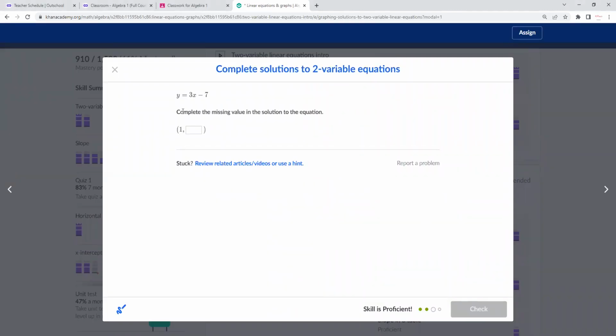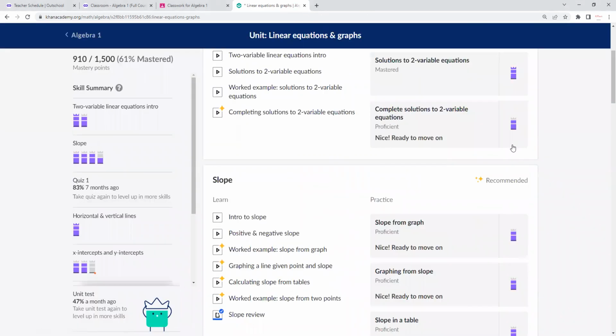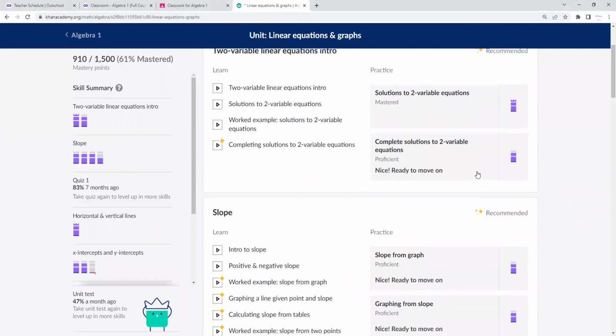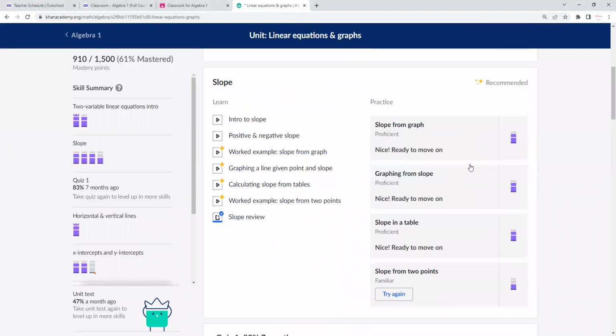So these are different. You'll plug in a 1 for x. What would you get for y? Well, if I plugged in a 1 for x, I would get 3 times 1, which is 3, minus 7, which is -4. And you do the same for each one of these. So like I said, if you know how to solve equations, you will do fine with a lot of stuff with graphing. Make sure you master solving equations before moving on to graphing.